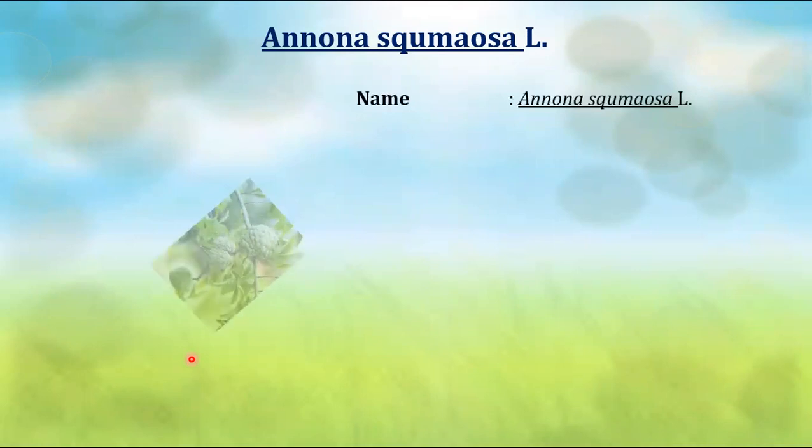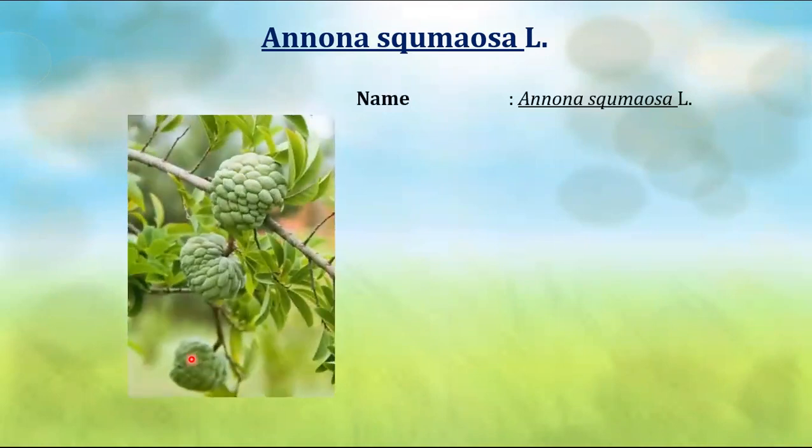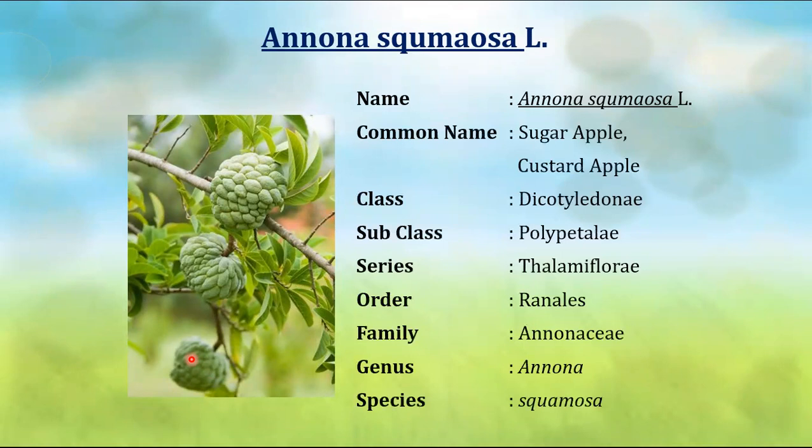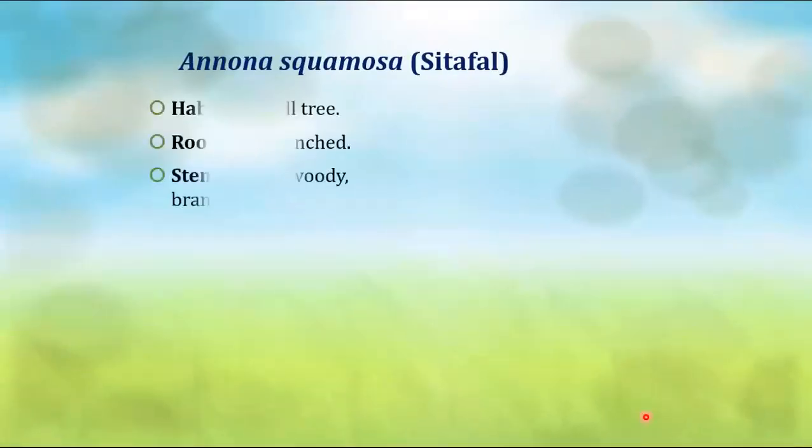Botanical name: this is the plant of Annona squamosa. The common name, sugar apple or custard apple. Class is dicotyledon. Subclass Polypetalae. Series Thalamiflorae. Order Ranales. Family Annonaceae. Genus Annona. Species squamosa.